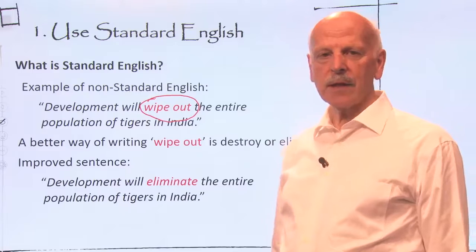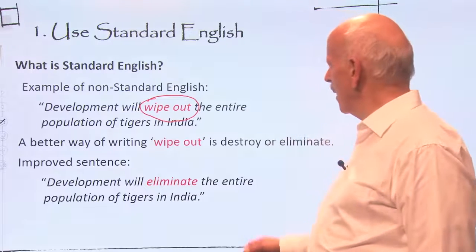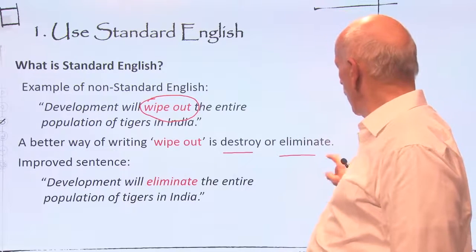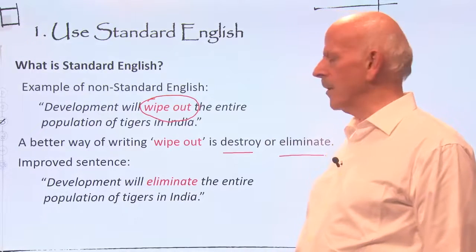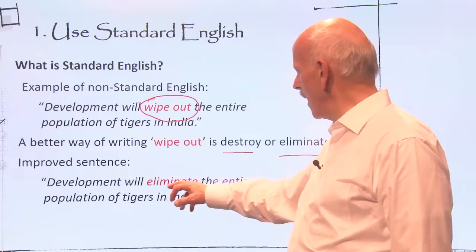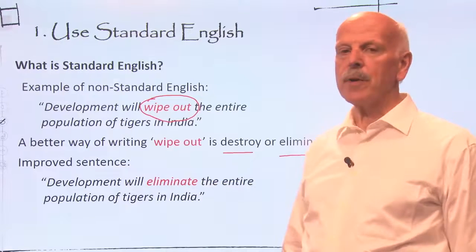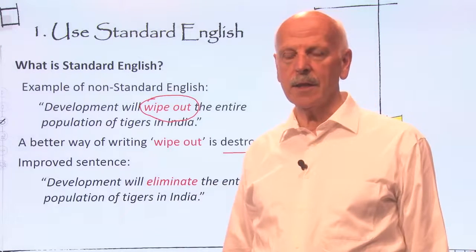There's a better way of saying this in standard English. You could use the word "destroy" or you use the word "eliminate." And I've chosen the second of those. Development will eliminate the entire population of tigers in India.